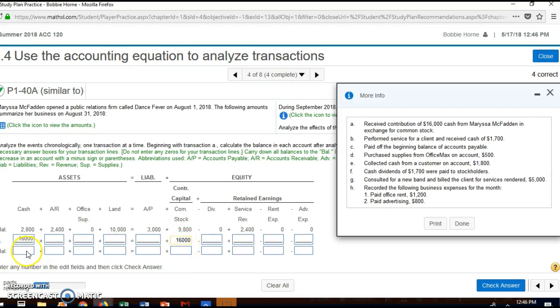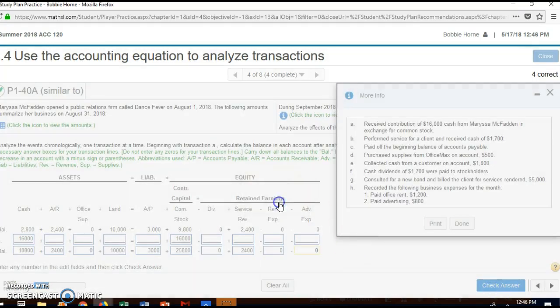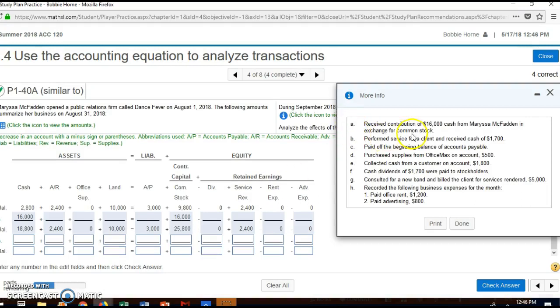So now we have to do our new balance of $18,800 when you add those, and then you bring 2,400 over, and this would be 25,800 when you add those two together because there was already some common stock. And then let's make sure. Okay, now let's go on to the next transaction.